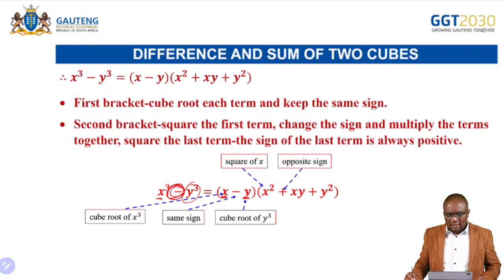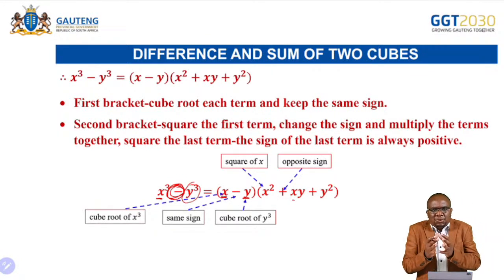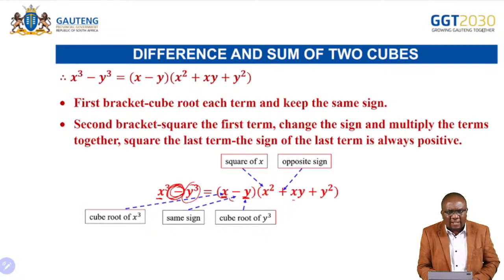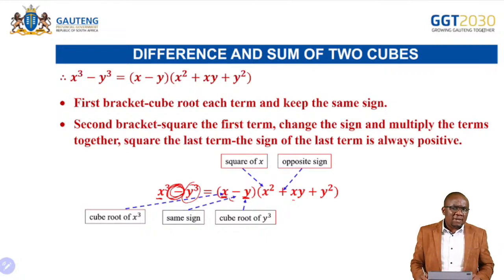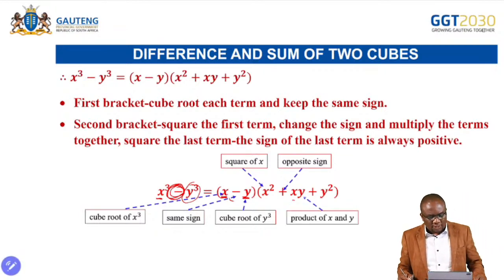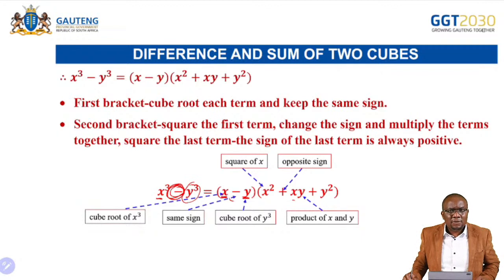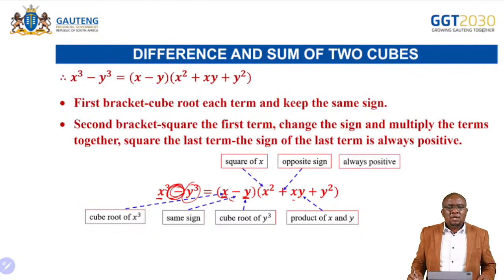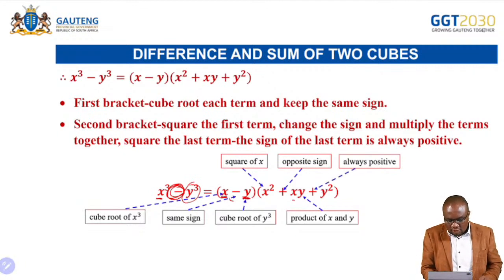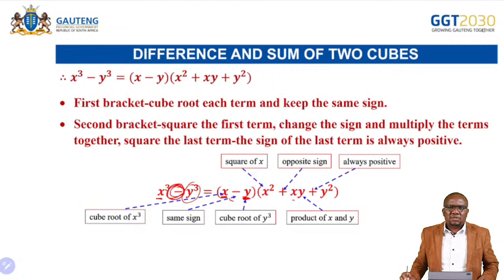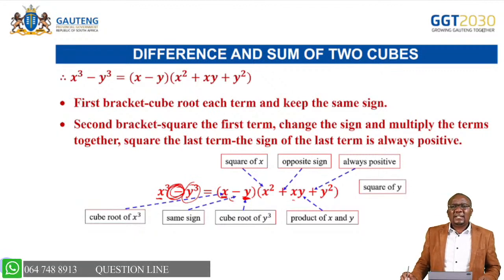You see that? And then what about the middle term here? We multiply our 2 terms, x times y. Please don't confuse with the square binomials where there's 2xy. This one is just x times y. So it becomes xy there, the product of x and y. And then sign, always positive. Whether it's difference of 2 cubes or sum of 2 cubes, always positive. And then you square your second term, in this case, which is y. You square your y. Done.